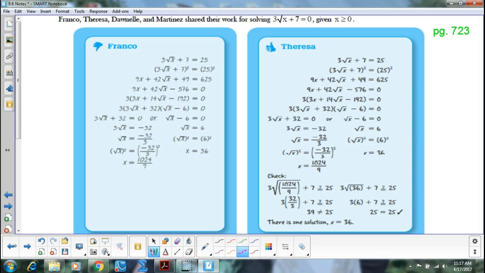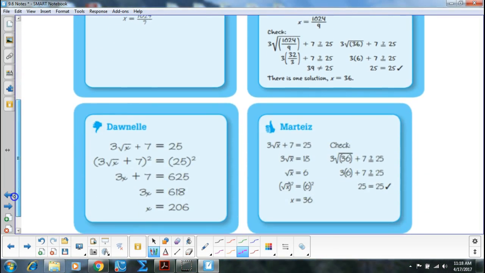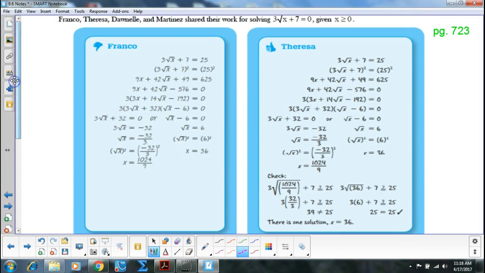Which of the 4 do we like the best? Martinez? Okay, so let's save that one for last then. Let's talk about Franco and Teresa first. They looked kind of similar. Yes? Yep. Franco doesn't have a check. Okay. So what did they do first?